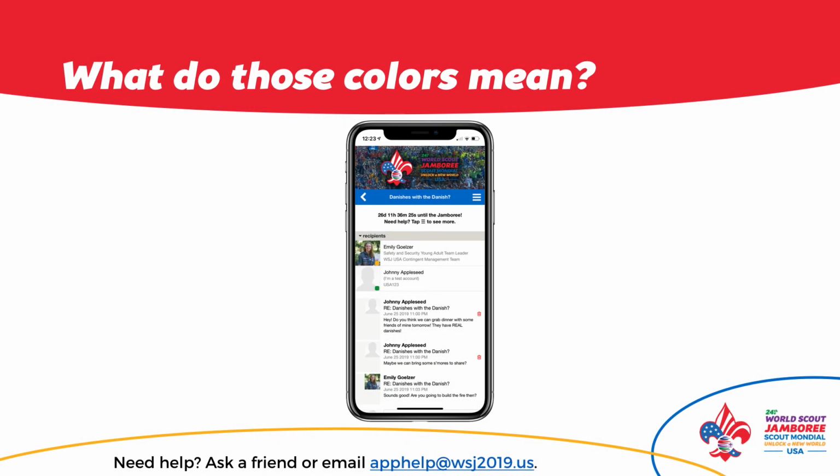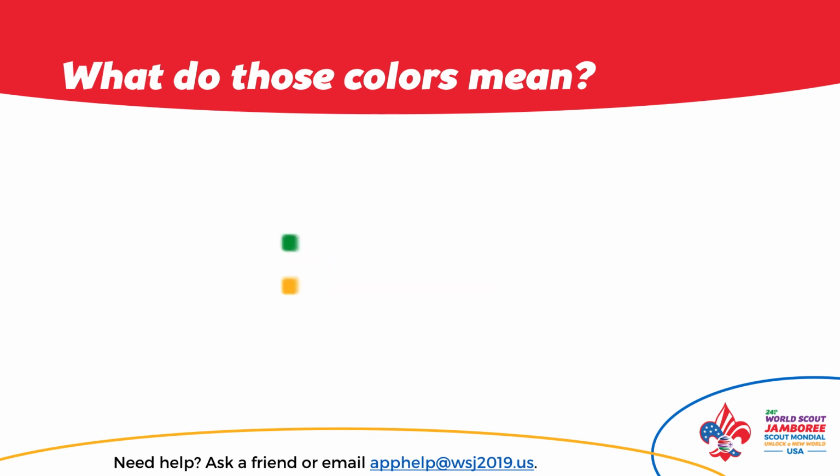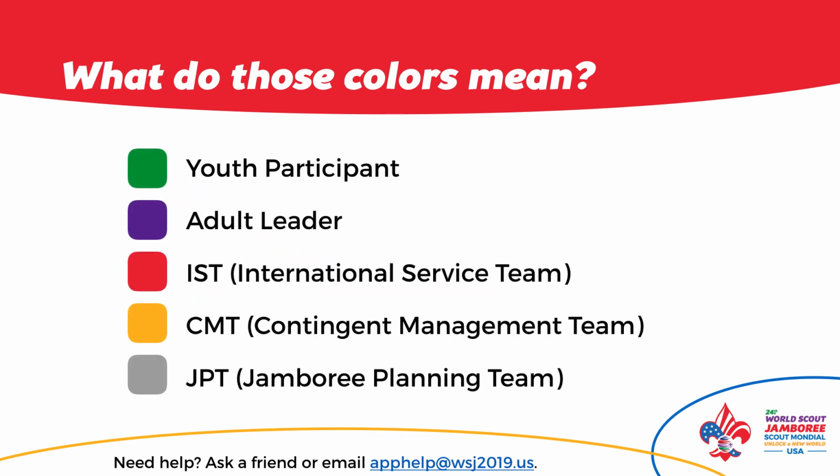Now, you may have noticed whenever you're sending messages that you have some colored boxes on the users. These designate the role that that user has as a part of the USA contingent. Those colors mean the following. A green is a youth participant. Purple means that they are an adult leader. Red means that they're a staff member or international service team. Gold means that they are part of the contingent management team, and silver means that they're part of the jamboree planning team, or the people putting on the jamboree.